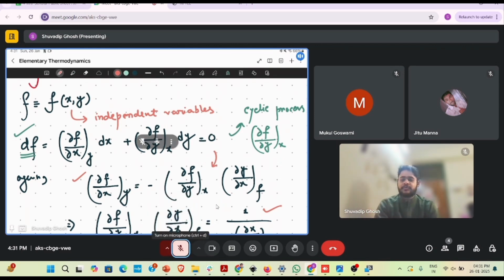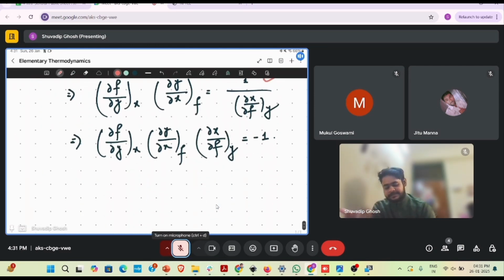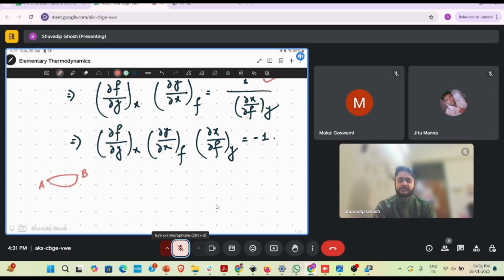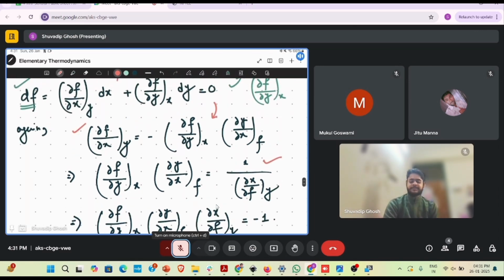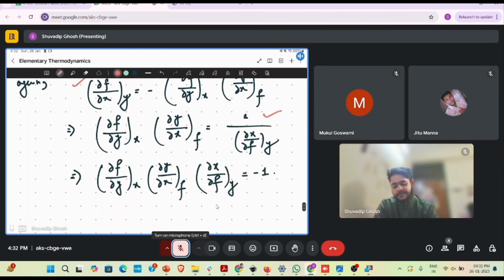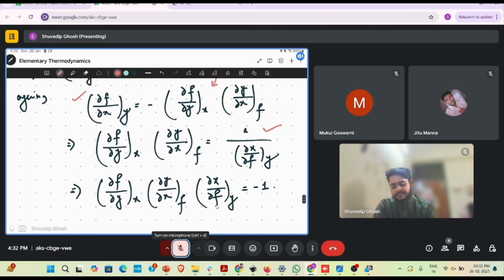And for a cyclic process, when you are coming from A to B and again B to A, the overall change will be 0. Correct? Although there is a formal mathematical proof, this is also not a formal mathematical proof because we are using this fact. This is not just dividing. It is not x by y equal to 1 by y by x. You can't write like this.